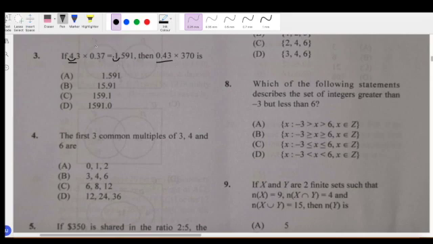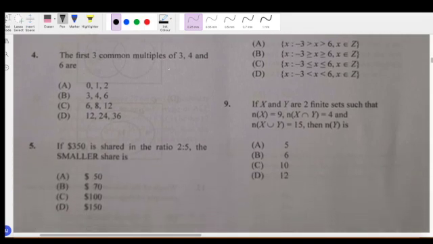So now let's look at this number. In order to get this number, 370, this decimal place would have to move 1, 2, 3 spaces this way. So now in the answer, I would have to move 1, 2, 3 spaces this way, and I get 159.1.